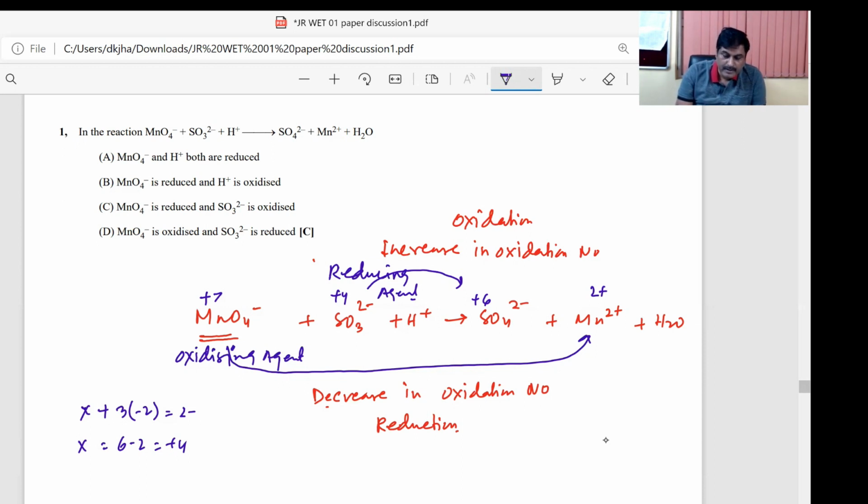What is the answer here? H plus, already you know, this one is H plus, and there also this one is plus 1 only. So there is no change for the H plus. You can't say anything; there is no oxidation or reduction of the H plus. MnO4 minus undergoes reduction, a decrease in oxidation number. SO3 2 minus is oxidized, right? Okay, this is the answer. Fine. Next.